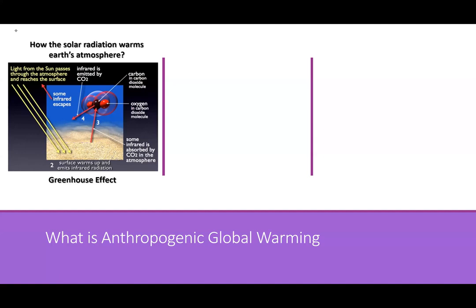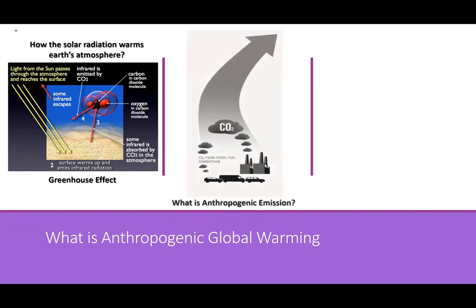If this were not happening, we'd have frozen to death, because at night it would be so cold that no human beings could live. Anyway, this is the greenhouse effect. This bouncing back and forth and the slow release of the heat is the greenhouse effect. Now let's talk about the anthropogenic emissions.